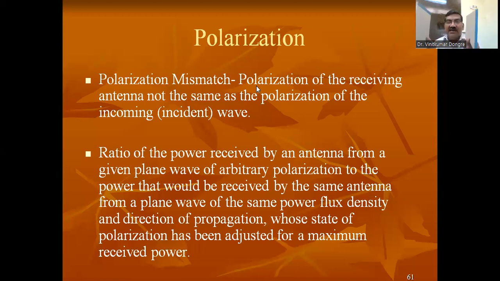This is a practical concept. When I went to the industry, interacted with the people, understood their problems and tried to solve them, that time I came to know this is what polarization mismatch is.